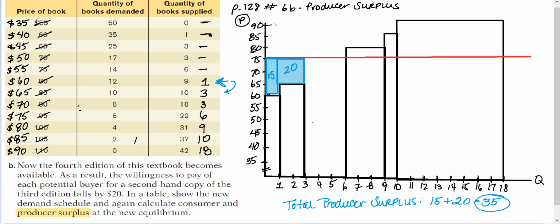And so my total producer surplus is just the sum of these two areas, 15 plus 20, which gives me a total surplus of $35 that the market generated for producers.